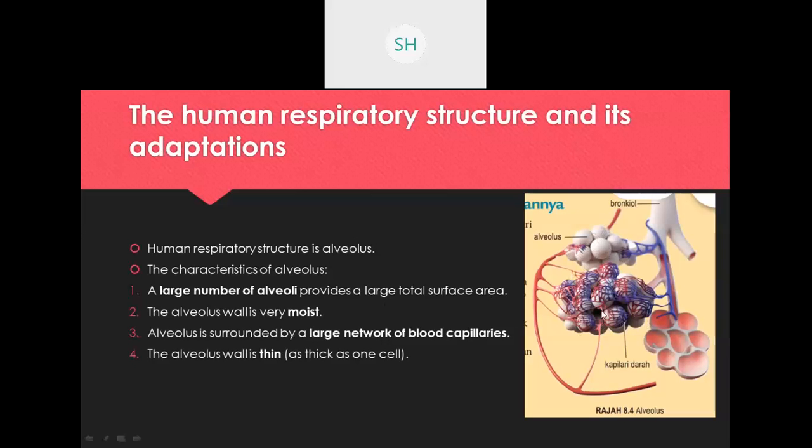The alveolus is also surrounded by a large network of blood capillaries. As you can see here, it is surrounded by the blood capillaries, and this will facilitate blood transportation and enhance the diffusion of gases such as oxygen and carbon dioxide. It will diffuse in the oxygen and expel the carbon dioxide. The alveolus wall is very thin, so the diffusion of the gases can happen.